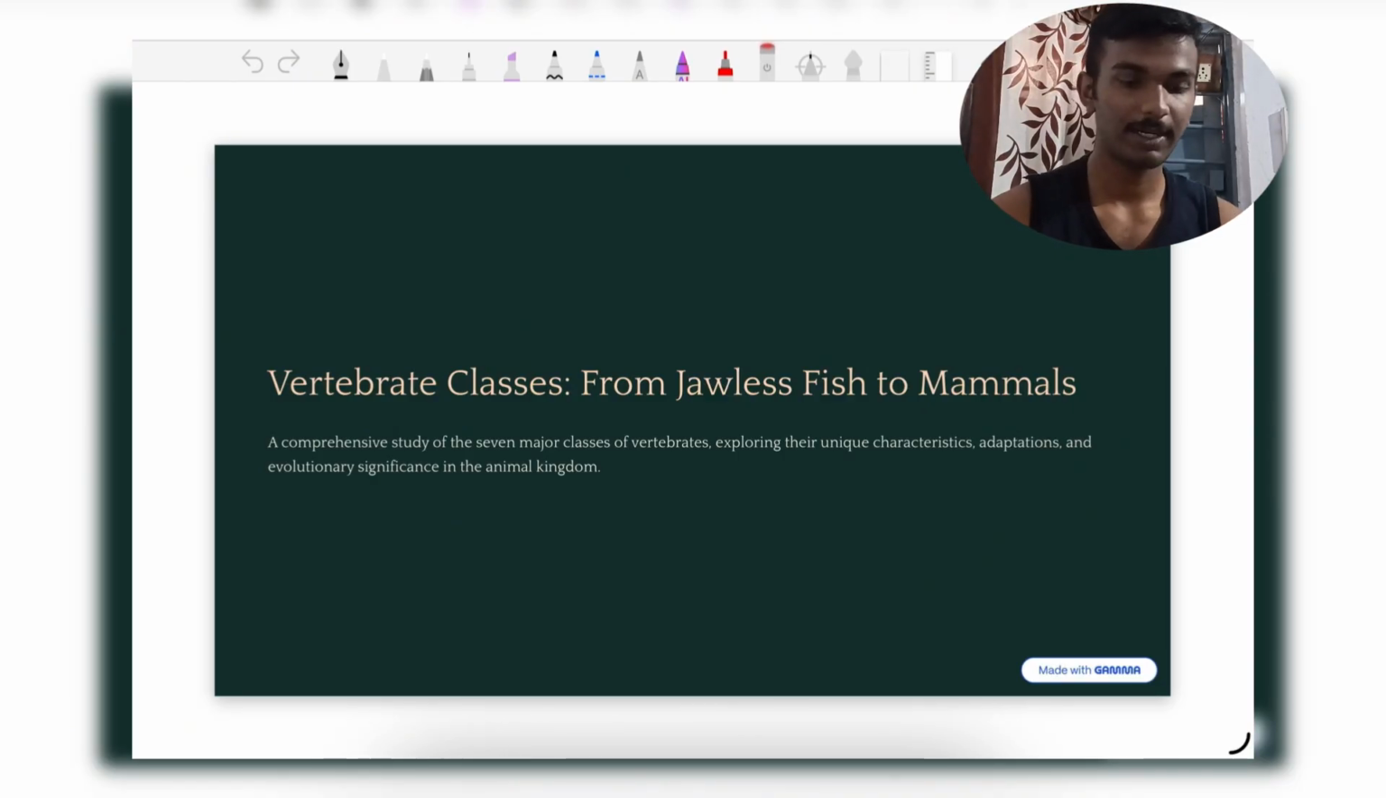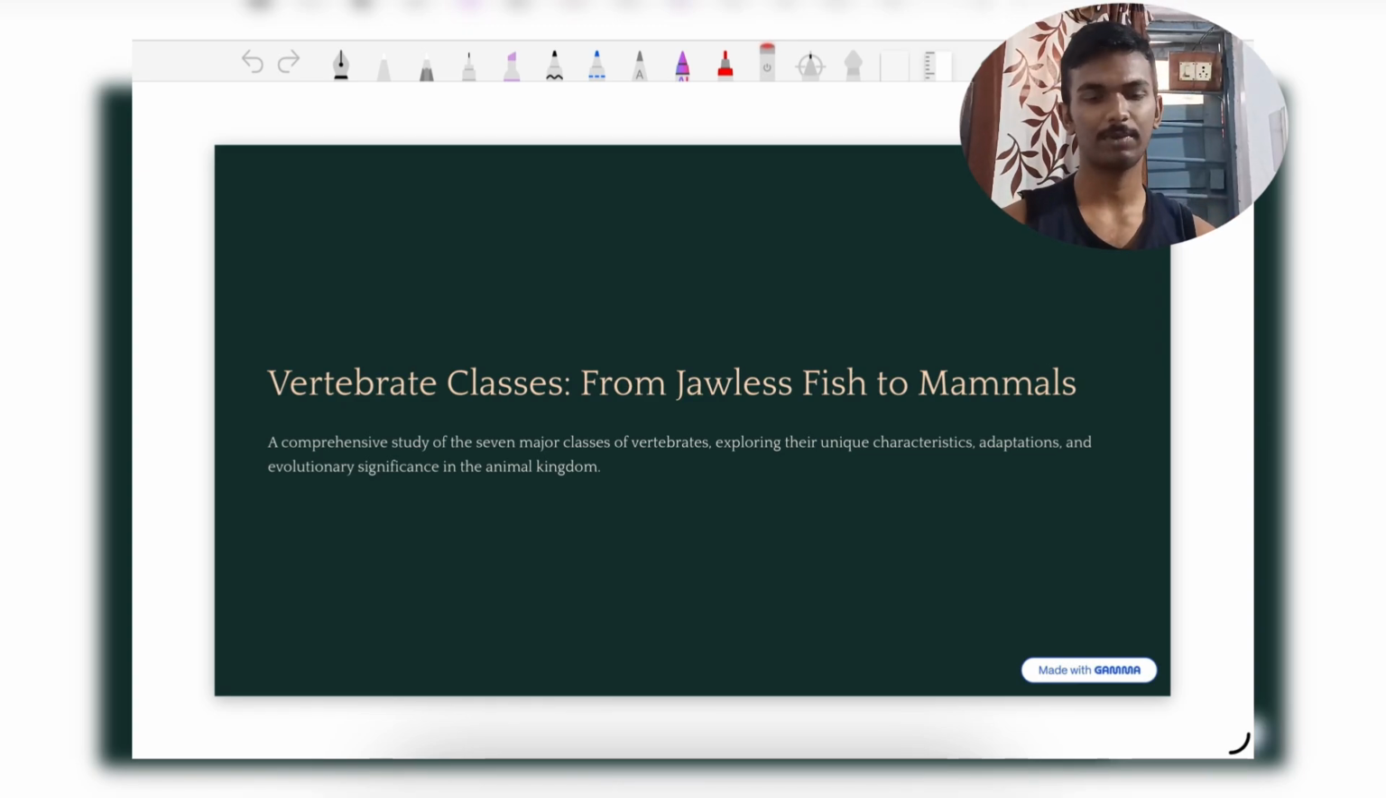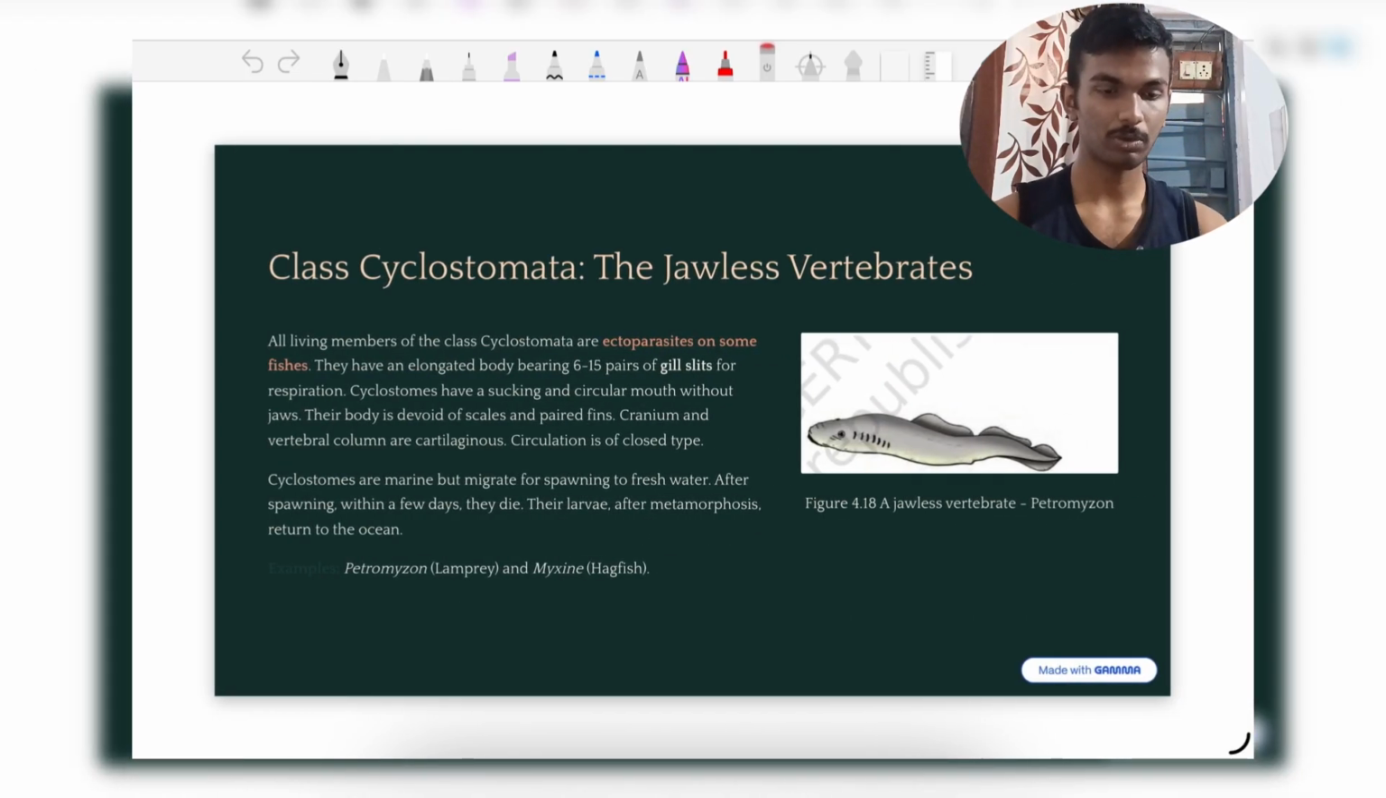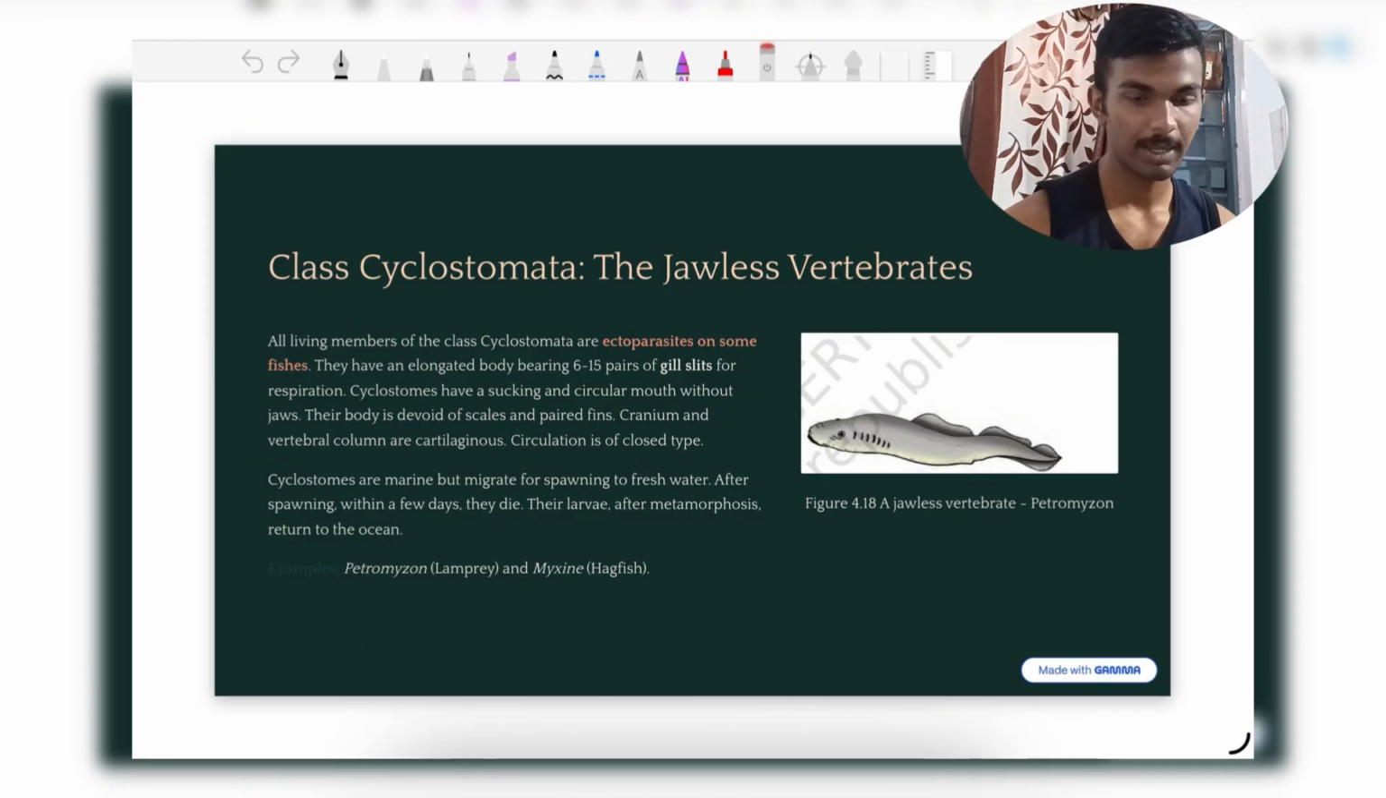Now we will start vertebrate classes from jawless fish to mammals, a comprehensive study of the 7 major classes of vertebrates, exploring their unique characteristics, adaptations, and evolutionary significance in the animal kingdom. Class Cyclostomata, the jawless vertebrates. All living members of the class Cyclostomata are ectoparasites on some fishes. They have an elongated body bearing 6 to 15 gill slits.